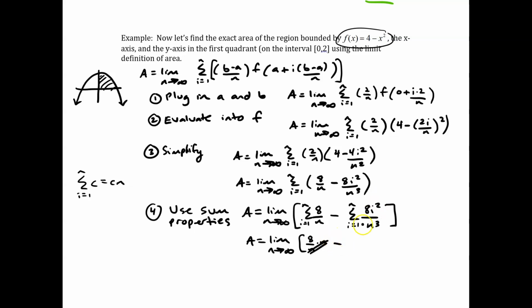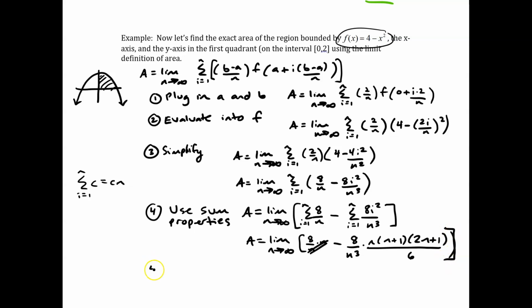And then here, I'm going to pull the constant out, and the constant in this case is 8 over n cubed. And then I have times the sum of i squared. So if I pull 8 over n cubed to the front of this, I'm left with the sum of i squared. The sum of i squared is n times (n plus 1) times (2n plus 1) divided by 6. I guess I have brackets there.